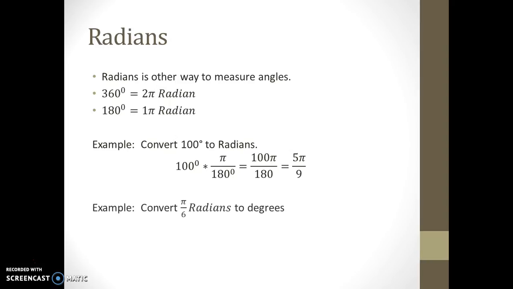You can go the other way. You can go from radians to degrees. You just have to remember to put the degree part on top. So 6 pi radian, and then multiply that by 180 over pi, and the pi's actually cancel each other out. And then you end up with 180 over 6, which is 30 degrees.